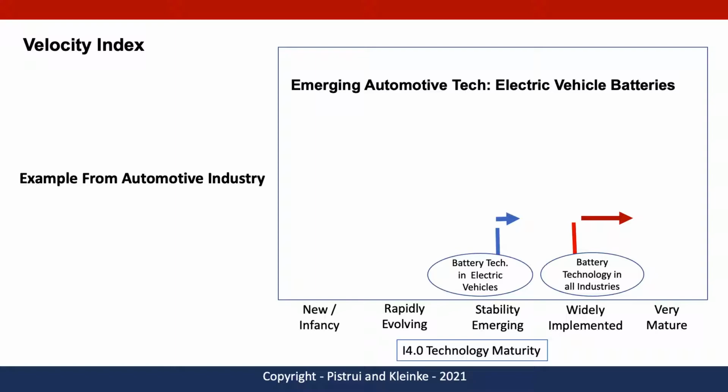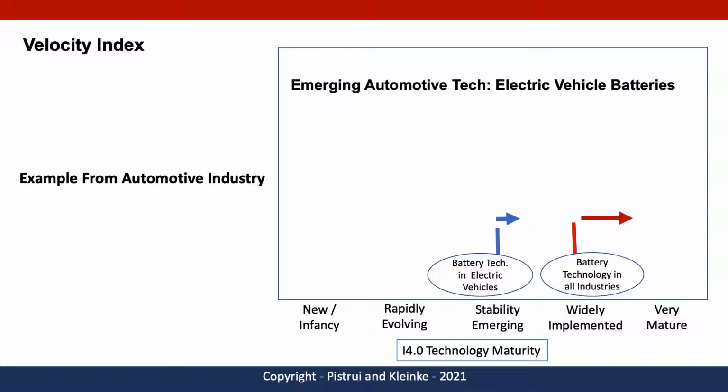Here's an example of emerging technology regarding electric vehicle batteries from the automotive industry. If you were to make a velocity index plot, you might place the battery technology in all industries near the widely implemented stage on average. Now, this would include battery technologies in all fields: commercial products, could be the power industry, could be medical professions, could be aerospace, or a combination of any of those above. So that would be the technology in all industries.